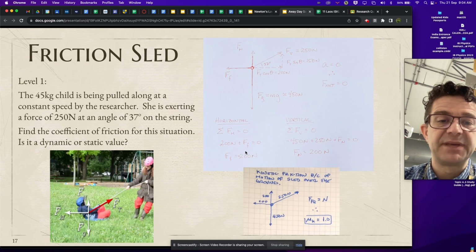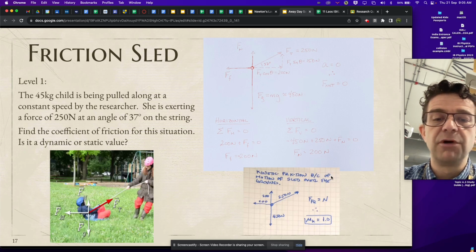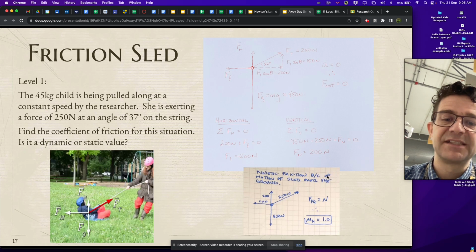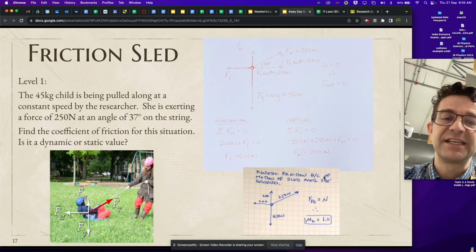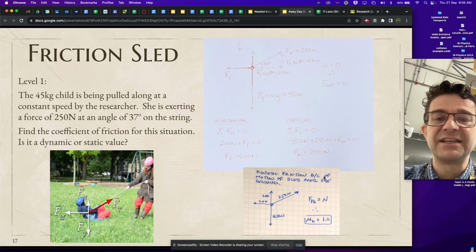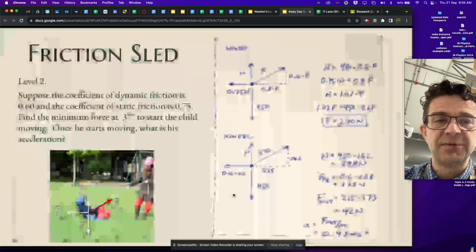In this case, because the force of friction is 200 newtons and the normal force is 300 newtons, we can find the coefficient of friction will be 0.67, because the frictional force is 66% of the normal force. Okay, so that was a pretty straightforward one. The next one I hope I've done correctly.